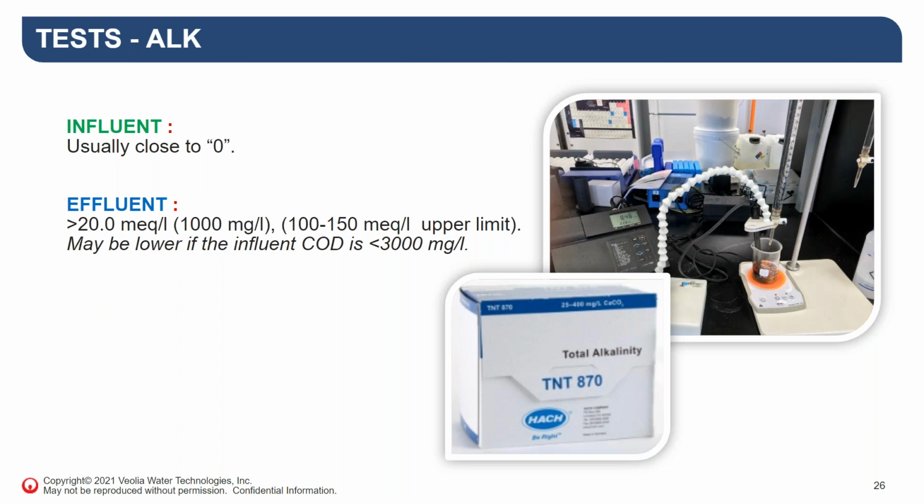So I have one problem with a high VFA, and I'm going to have another problem, which is a low pH, unless I have some alkalinity there to neutralize those acids until I can figure out what the problem is. So I want to have an effluent alkalinity of greater than 20 milliequivalents per liter to help with that buffer capacity.